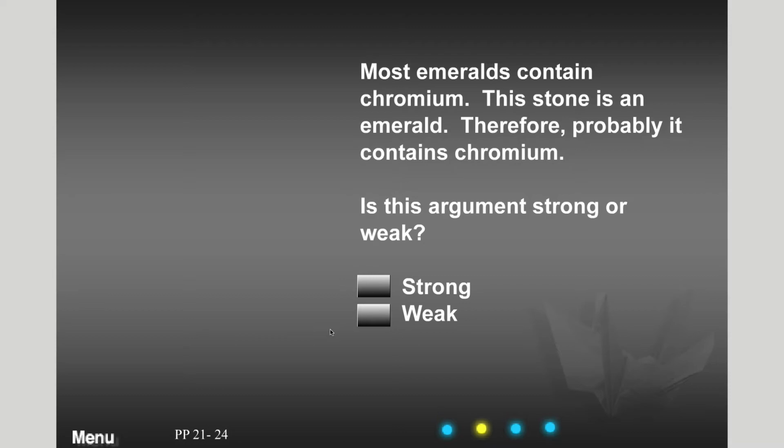So, most emeralds contain chromium. This stone is an emerald, therefore probably it contains chromium. Is this argument strong or weak? Most emeralds contain chromium. This stone is an emerald. Then therefore it probably does contain chromium, right? It's saying most of them do, right?